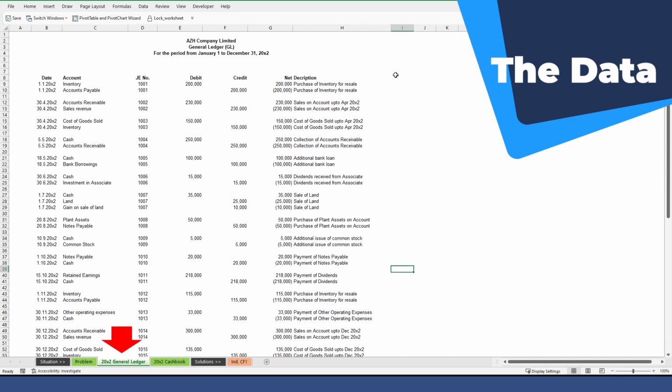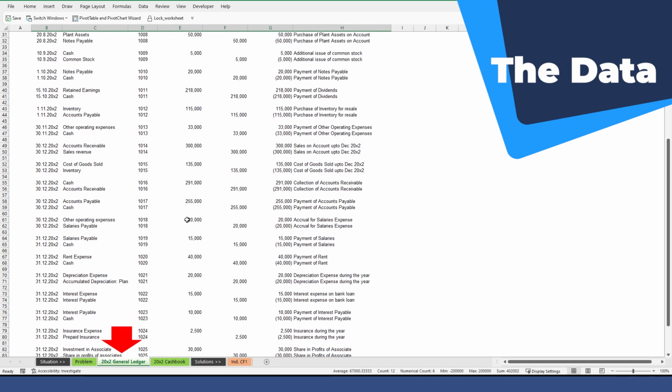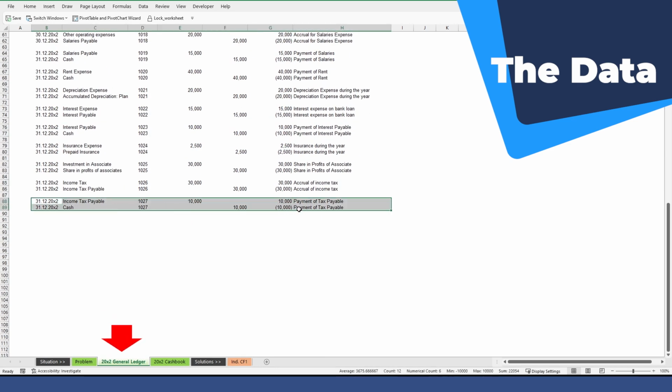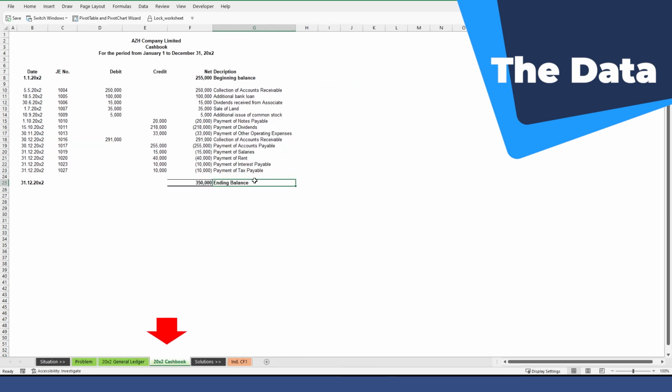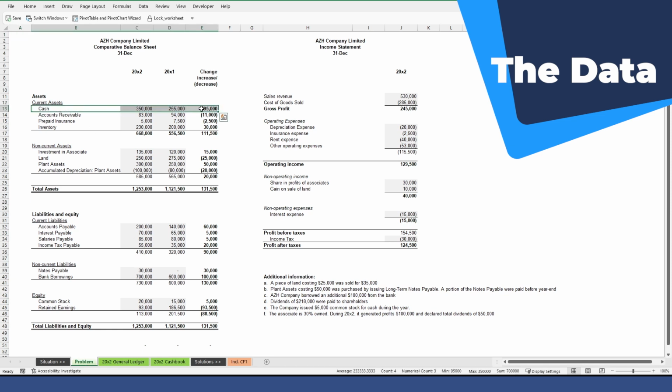The second tab shows the general ledger of the company during the year. In particular, it shows all of the journal entries from January up to the last journal entry entered by the company in December of the current year. And lastly, the last tab shows the cash book or the bank statement of the company during the year. As a way of checking, the beginning balance of $255,000 and the ending balance of $350,000 agree to the cash balance in the balance sheet that we have shown previously.